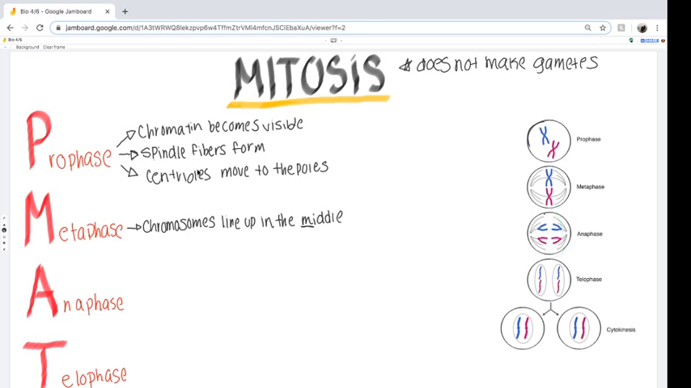So in anaphase, you can write that centromeres of each chromosome separate.